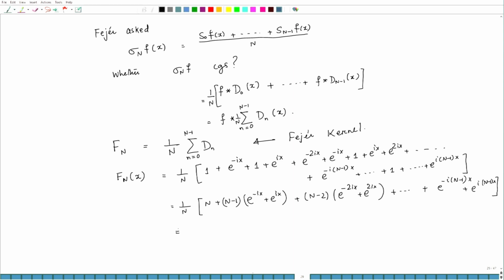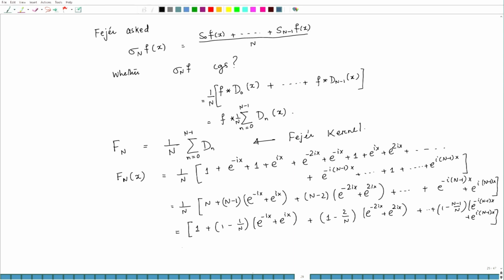So, if I take n inside, I am going to get 1 plus (1 minus 1 by n) times e to the power minus i x plus e to the power i x, plus (1 minus 2 by n) times e to the power minus 2i x plus e to the power 2i x, and plus (1 minus (n minus 1) by n) times e to the power minus i(n-1)x plus e to the power i(n-1)x.